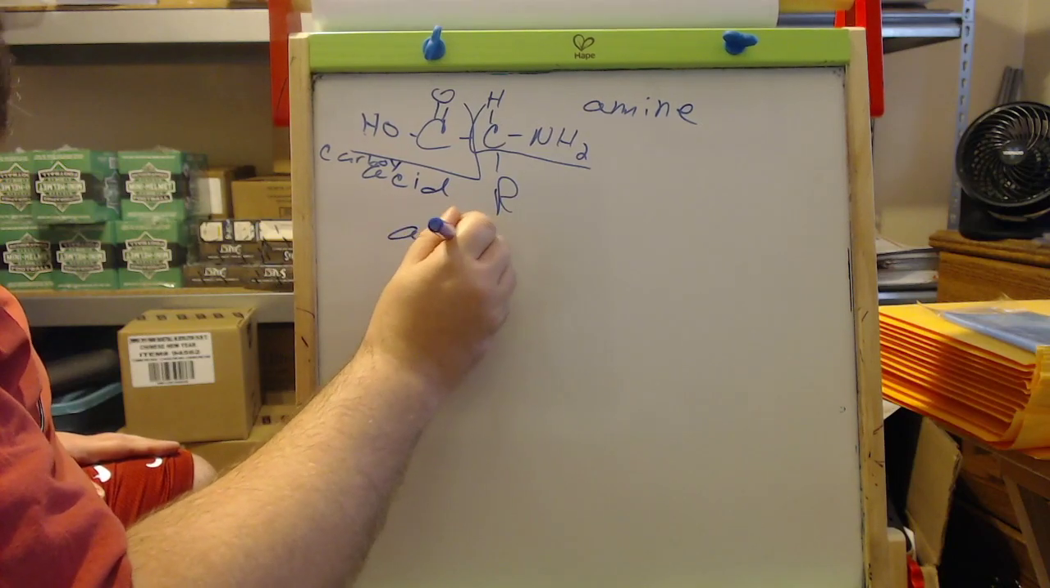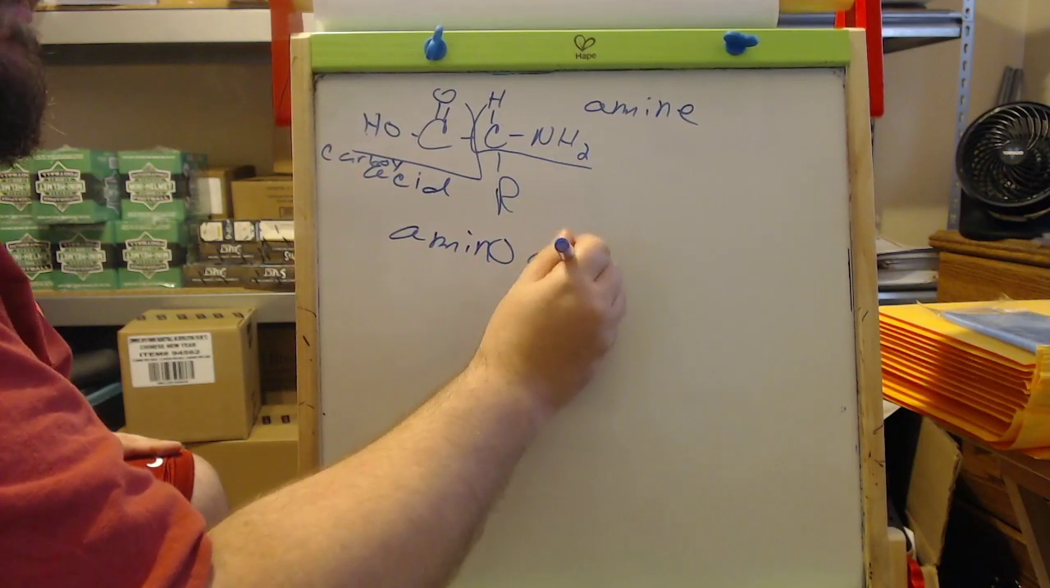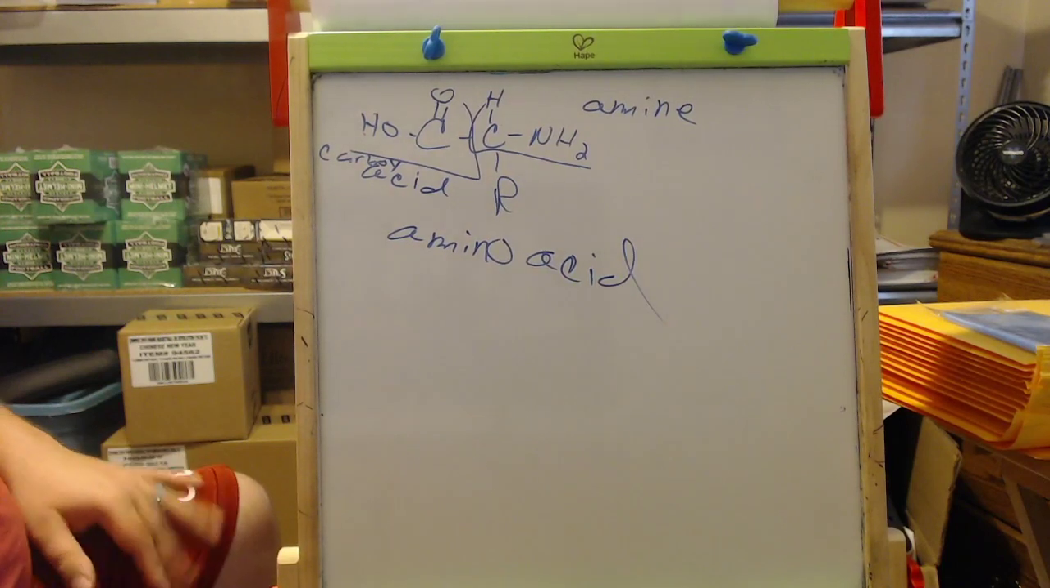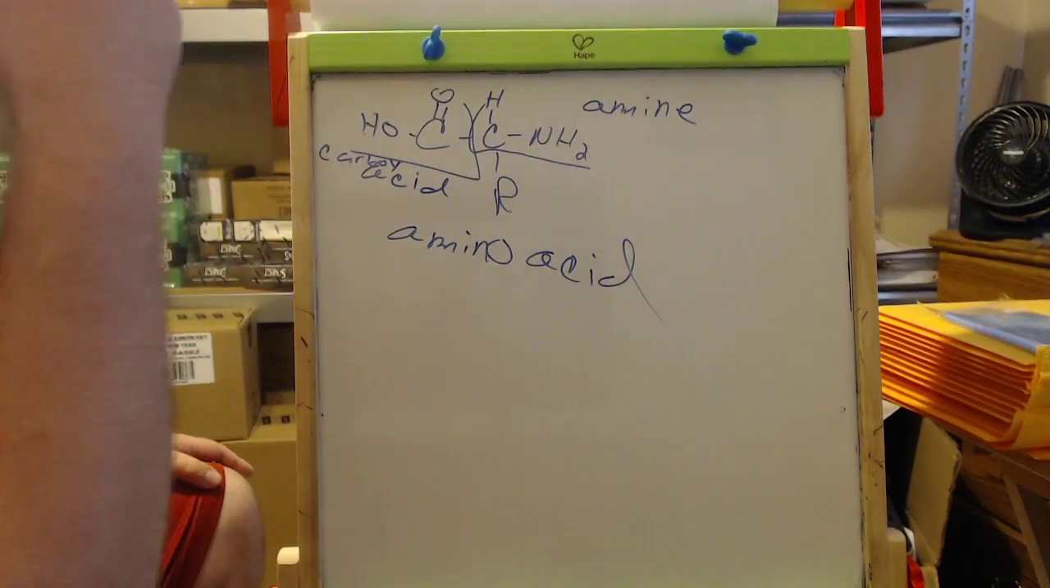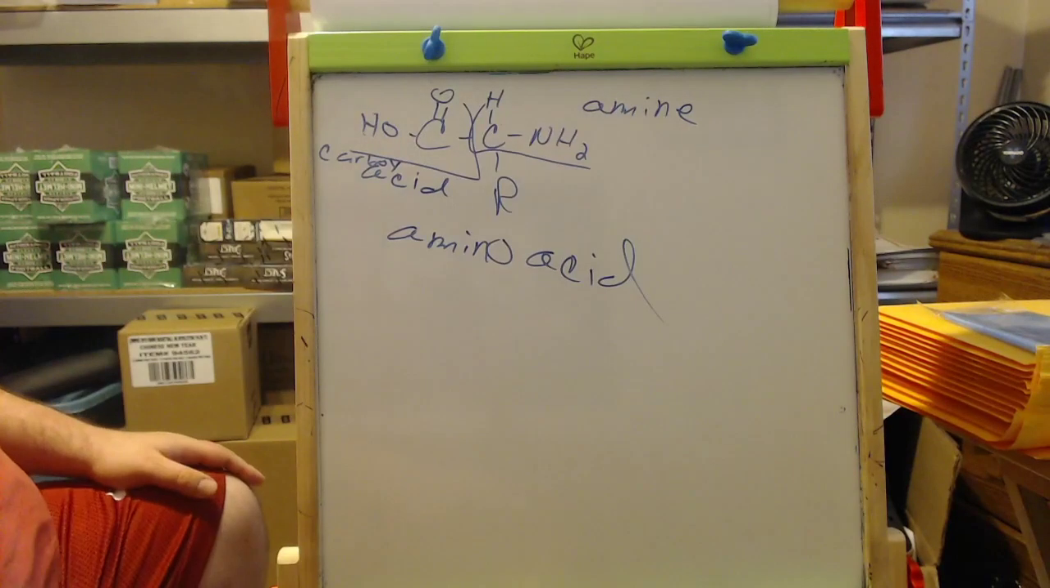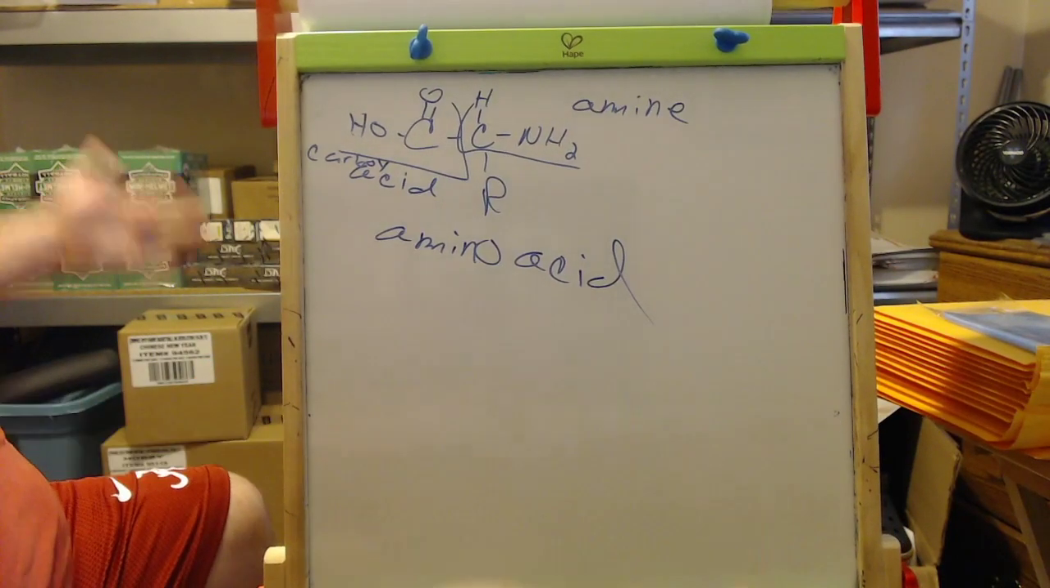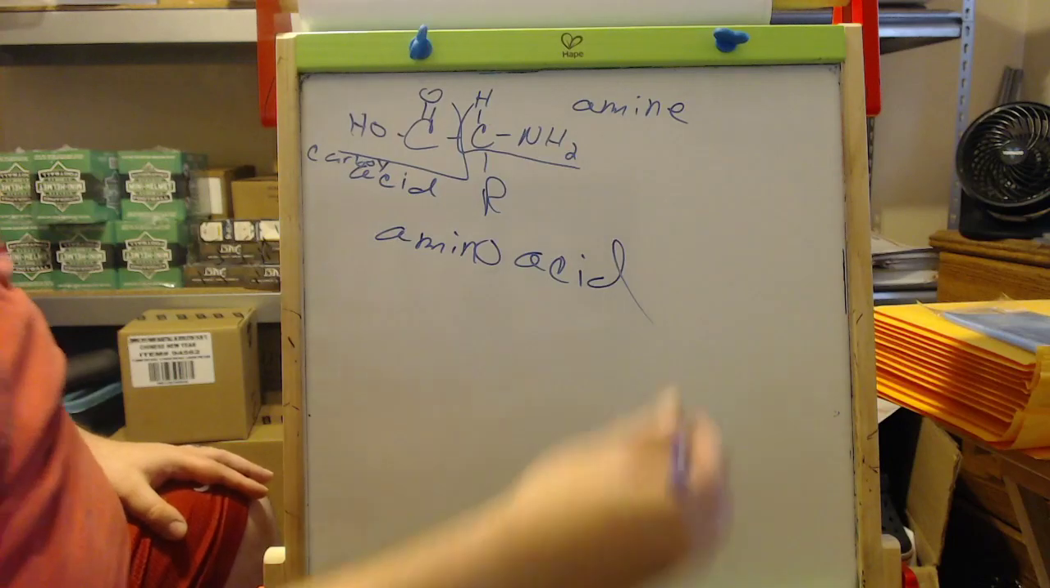And if we want to do it for pronunciation purposes, this is an amino acid. General form of an amino acid. Which then I would carry on. Well, what's the purpose of an amino acid? Well, it would make proteins. How does it make proteins? Well, we do peptide bonds. Well, how do we do peptide bonds?